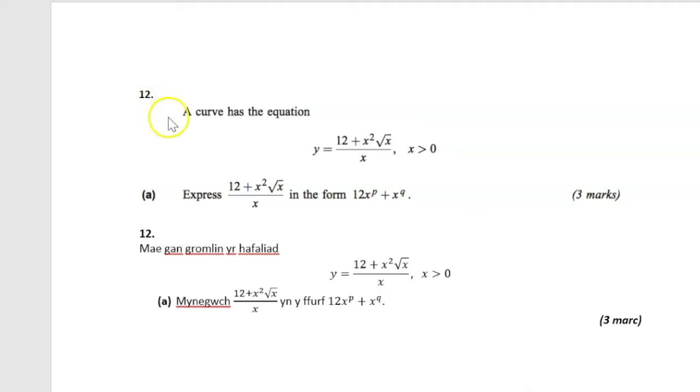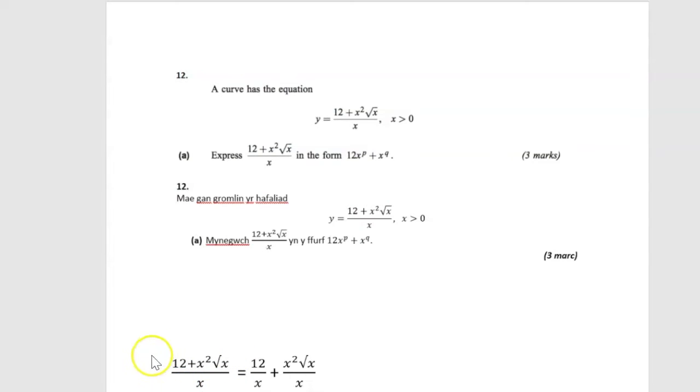Question 12. The curve has the equation y equals (12 plus x squared root x) all over x, and x is greater than 0. Part A, express (12 plus x squared root x) all over x in the form 12x to the power p plus x to the power q. The first thing we can say here is as x is greater than 0, x is not 0, and so this function is defined.